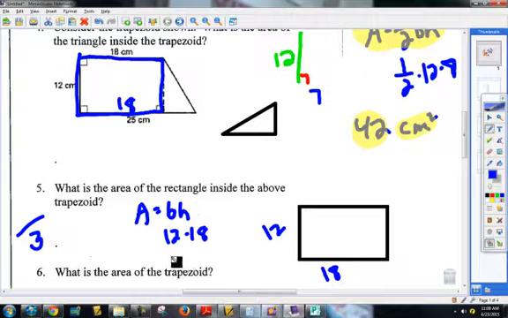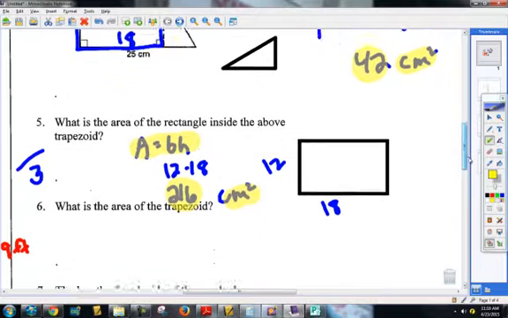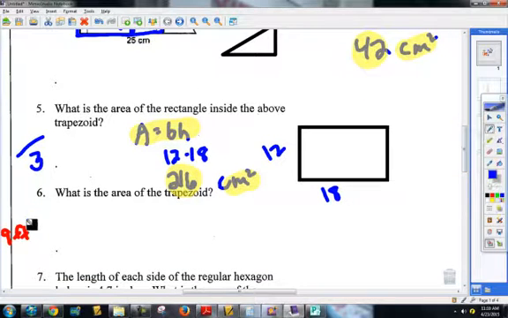12 times 18 is going to give me, help me, 216. And then of course you'd need to have centimeters squared. So again, 3 points are formula, answer, units. Number 6 is only going to be worth 2 points. I'll explain why here in a minute.